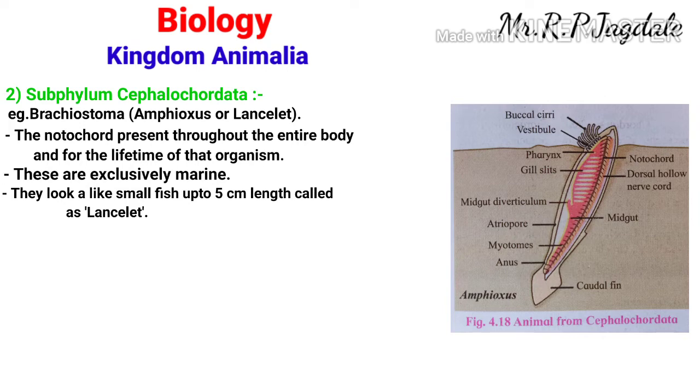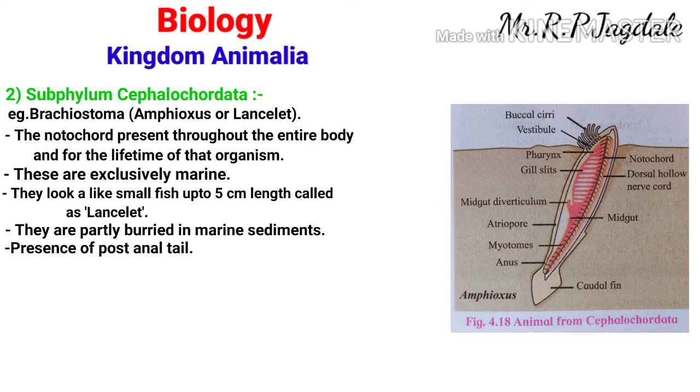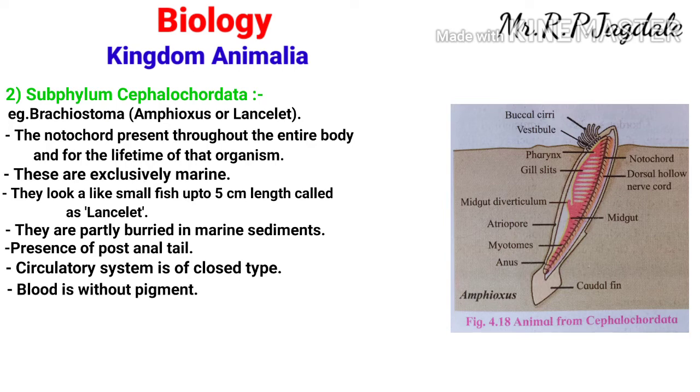Its labeled diagram is shown on your screen. You can see their structure. It is just like that of a fish. They have a caudal fin also, and these are called lancelets. They are partly buried in the marine sediments. As I told earlier, the notochord is present throughout the entire body and for the lifetime of that organism. There is a presence of a post-anal tail. You can see in the diagram, the anus is there, and behind the anus there is a tail, that is called the caudal tail, the post-anal tail. In these animals also the circulatory system is of closed type, and a special characteristic of this subphylum is that the blood of this animal is without pigments. This is about the subphylum Cephalochordata.